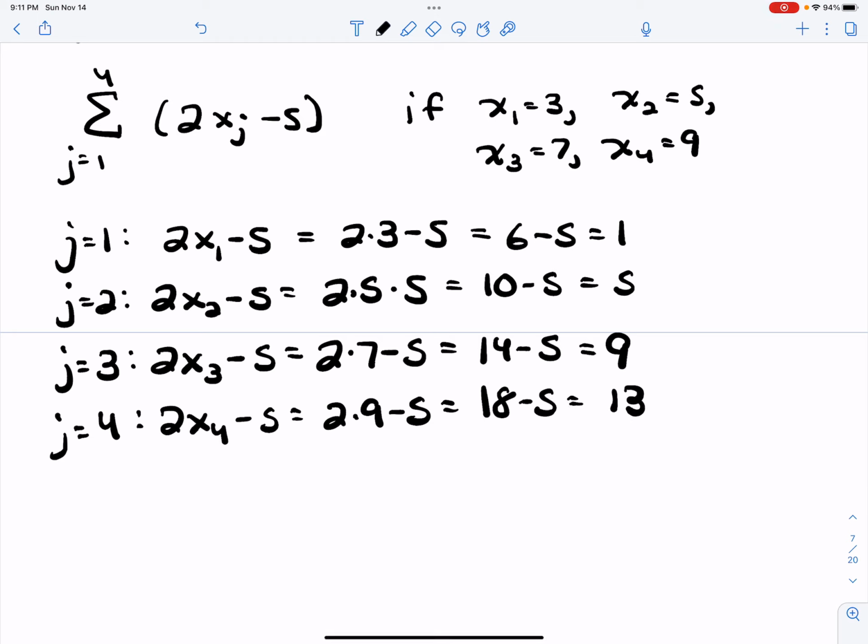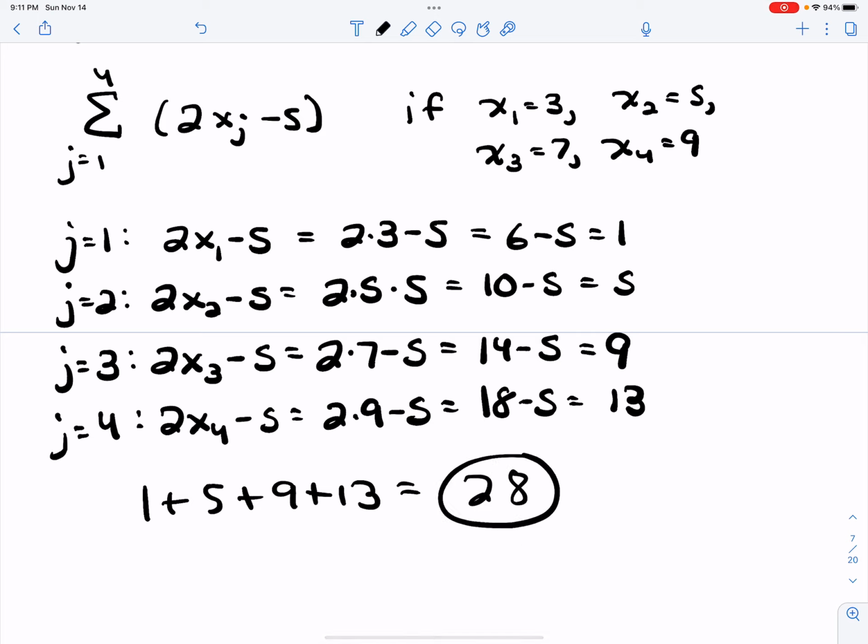So then our final job is to add up all those terms. 1 plus 5 plus 9 plus 13. And I get 28. So I found each of the terms, and then I found the summation.